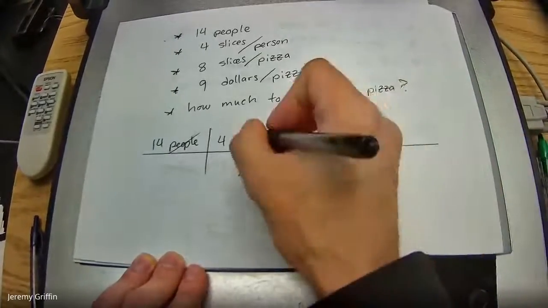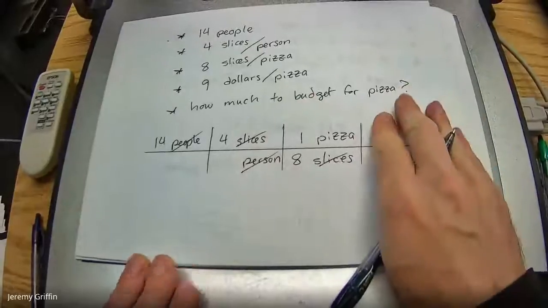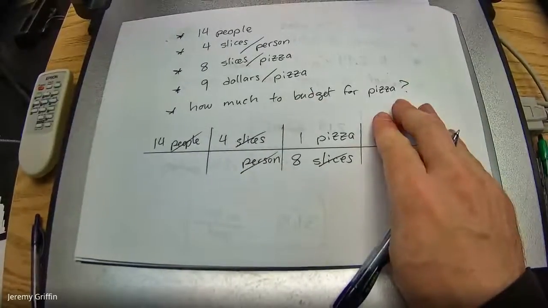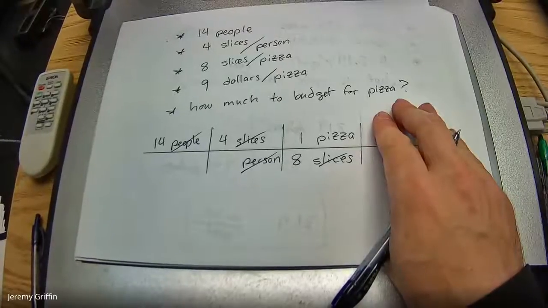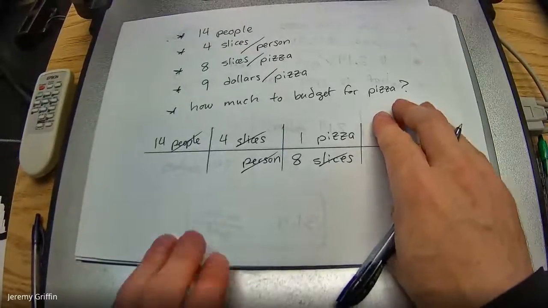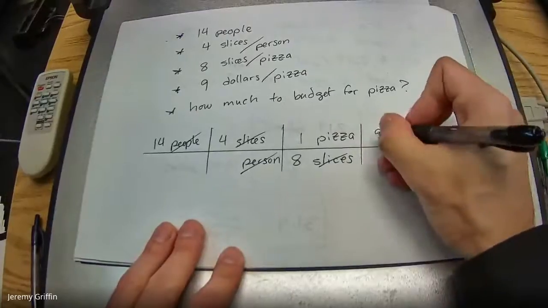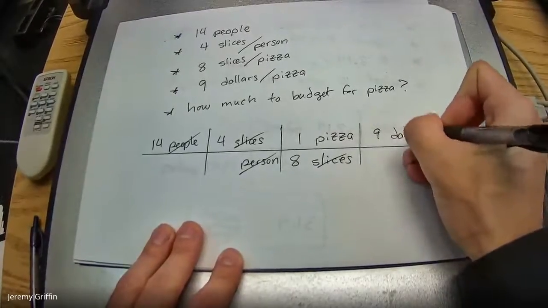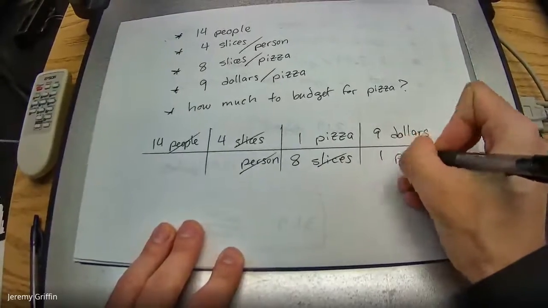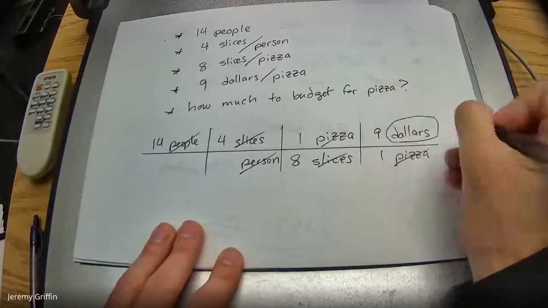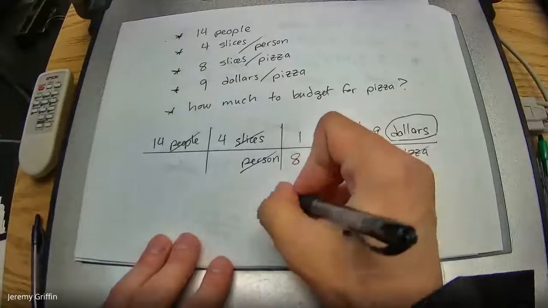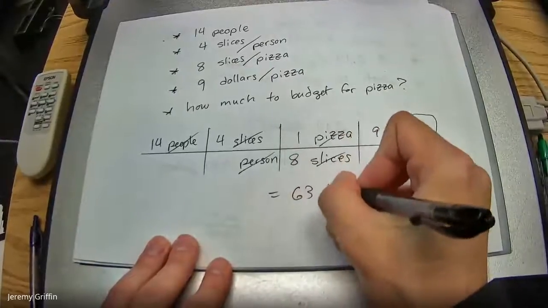Looking at it that way, the slices cancel out. At this point in the math, I know how many total pizzas to order. How many pizzas is that? Like 7 pizzas, I think. Okay. And then finally, let's go $9 per one pizza. So the pizza cancels out. The only unit I have left on the board is dollars. $63.